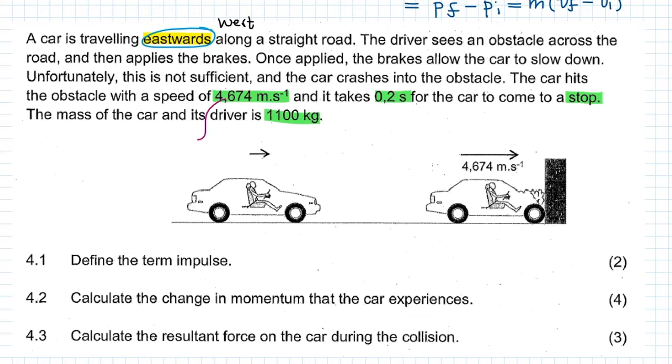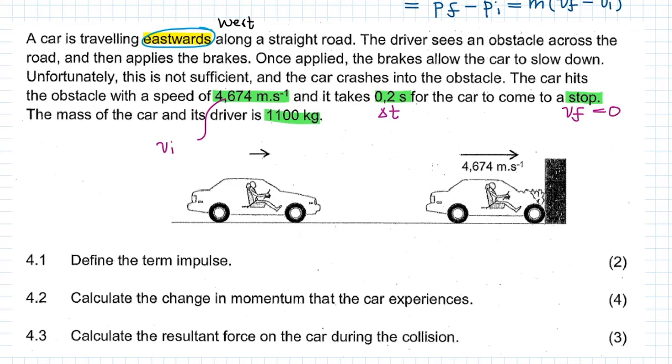We know that the initial speed is going to equal 4,674 meters per second. The time taken for the car, or the time during which the car collides with the object and comes to a stop, is 0,2 seconds. Since the car comes to a stop, the final velocity or the final speed is going to be 0 meters per second.